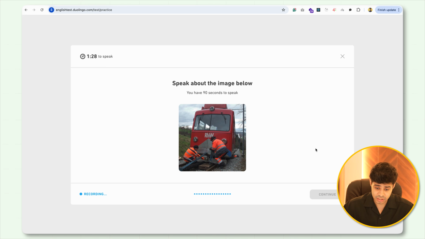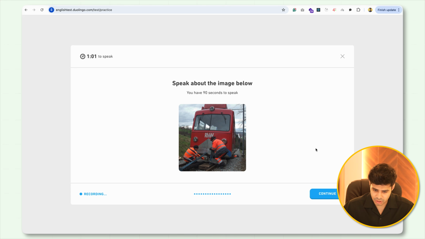In the image, I see a beautiful red tram which has somehow derailed off of its rail track. Two workers are trying their best to get the tram back on the rail so that it can get moving. I also see that this features a background which seems like we are in the mountains.